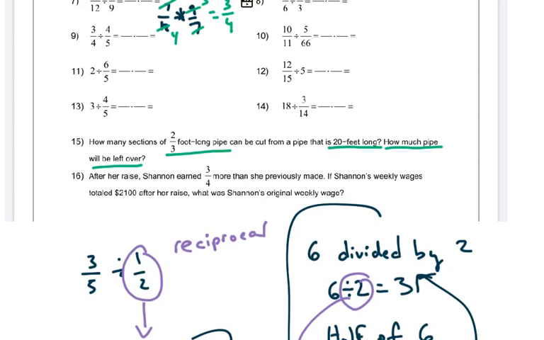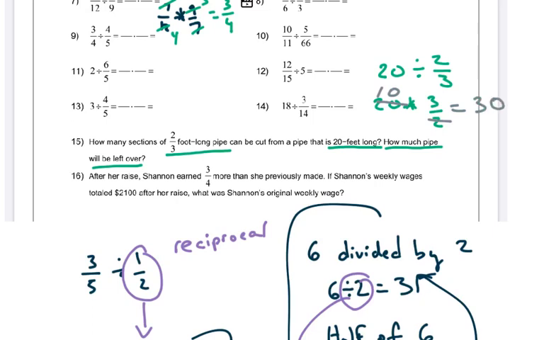So you have a 20-foot long pipe, and you're going to figure out how many 2/3 you can fit into it. So if you have something that is 20 feet long, and we're going to divide it into 2/3, we're essentially saying 20 divided by 2/3, which is the same thing as 20 times 3 over 2. And so when we do this, the 20 and the 2 divide out, and this leaves me with 10. 10 times 3 is 30.